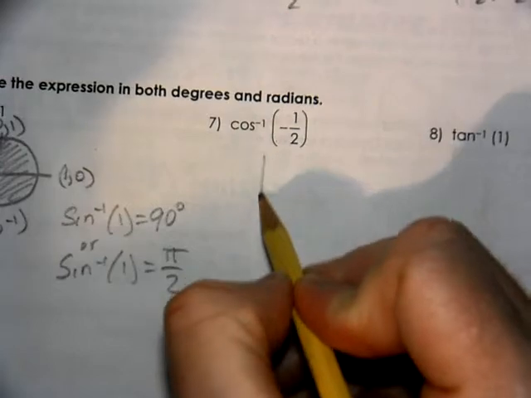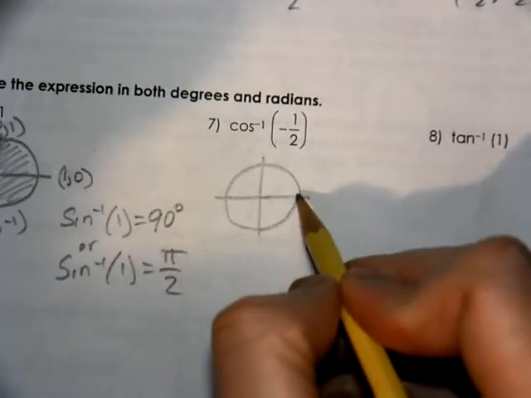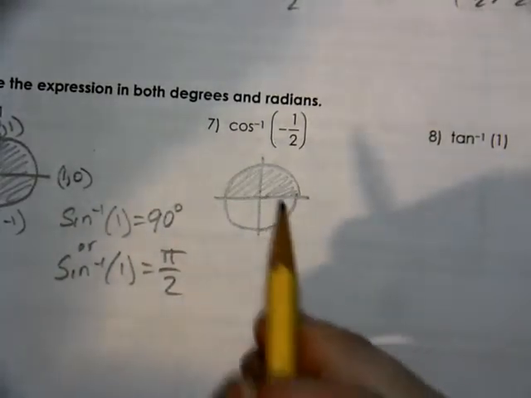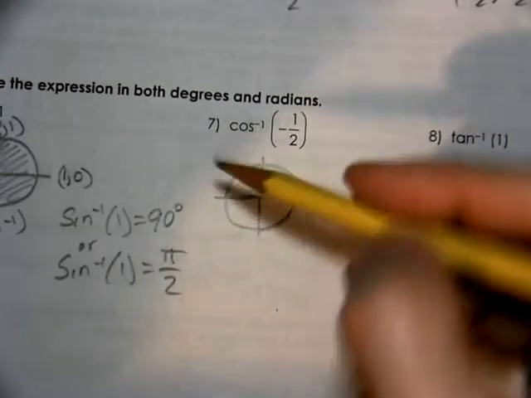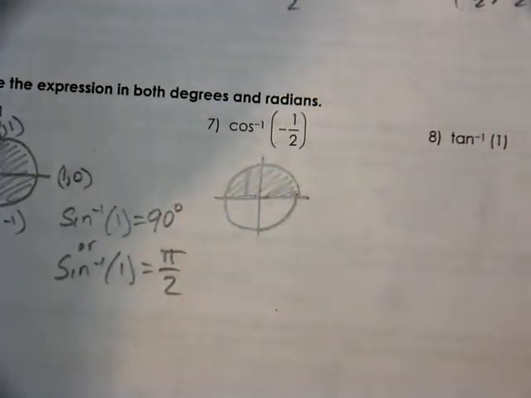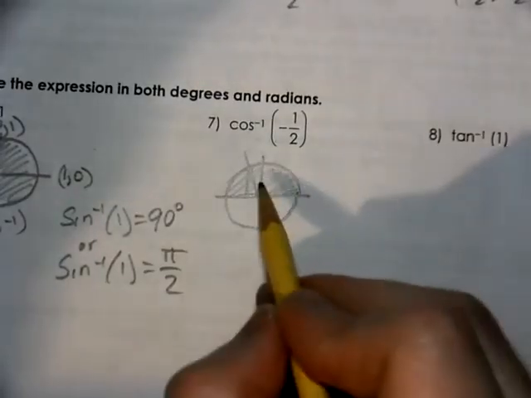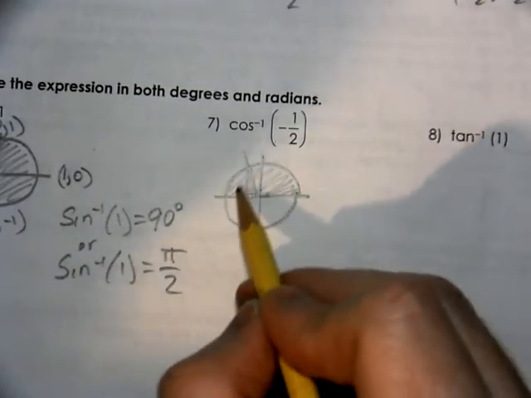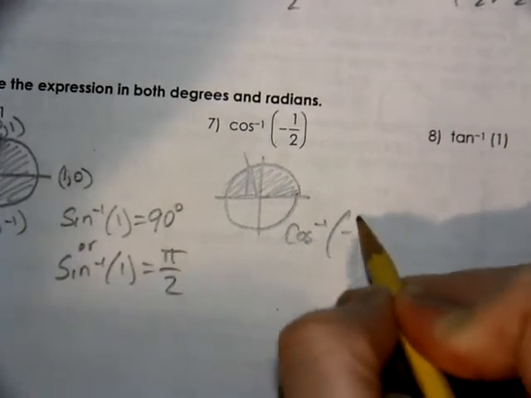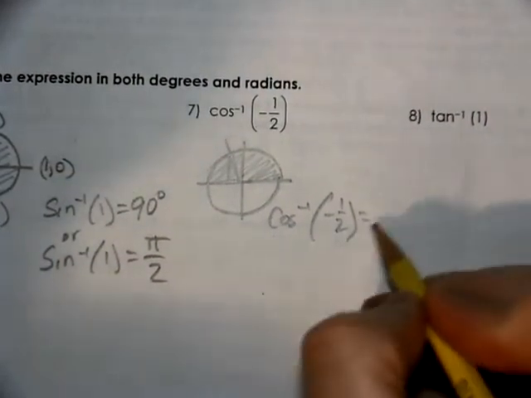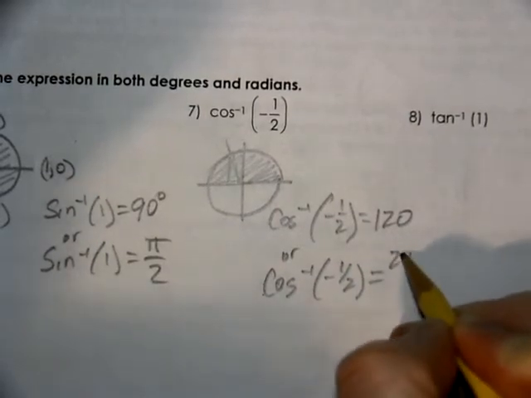Let's look at cosine. What angle has a cosine of negative a half? Well, we know that cosine uses quadrants 1 and 2. Half means we go over a short way and up a lot. So that's going to be up here. That's at a 60-degree reference angle. So 60 here and 60 more is 120. So cosine inverse of negative 1/2 puts it in the second quadrant, so that's going to be 120. Or you could say that the cosine inverse of negative 1/2 is 2 pi over 3.